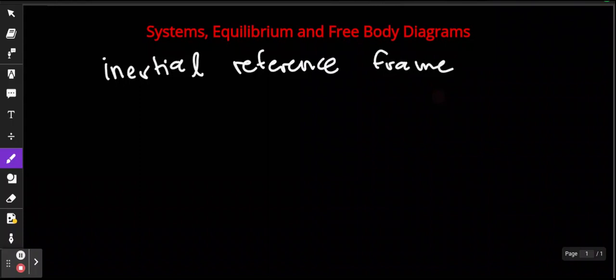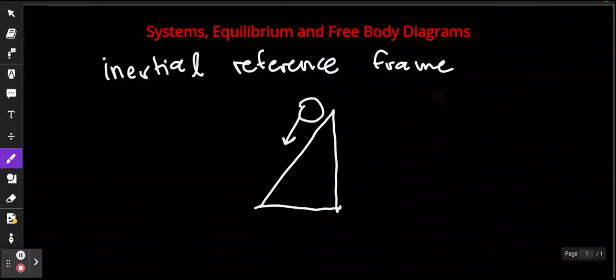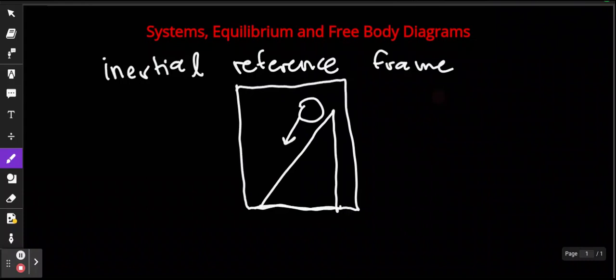So for example, if I had this ramp and a ball rolling down the ramp, the ramp is not accelerating while the ball is. I could take this to be my inertial reference frame and my system to consist of the ball and the ramp, or I can choose it to be the ball, the ramp, and the Earth, and so on.